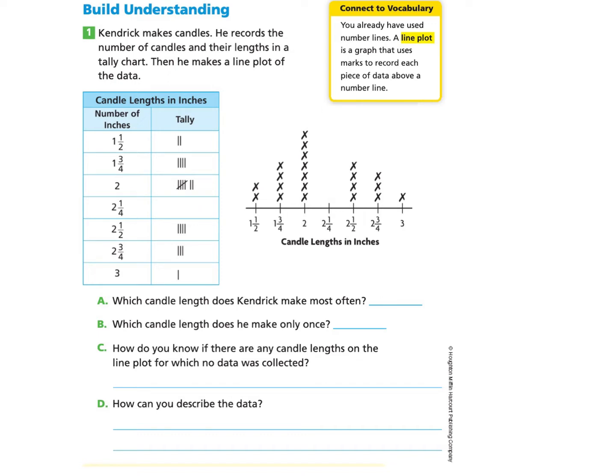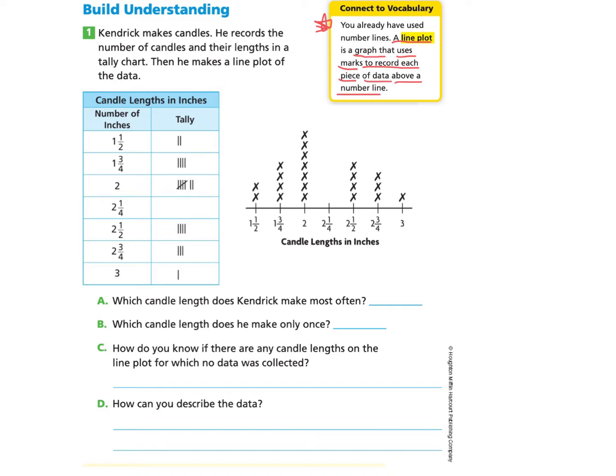Kendrick makes candles. He records the number of candles and their lengths in a tally chart. Then he makes a line plot of the data. Let's look at the connected vocabulary up at the top. You have already used number lines. A line plot is a graph that uses marks to record each piece of data above a number line.